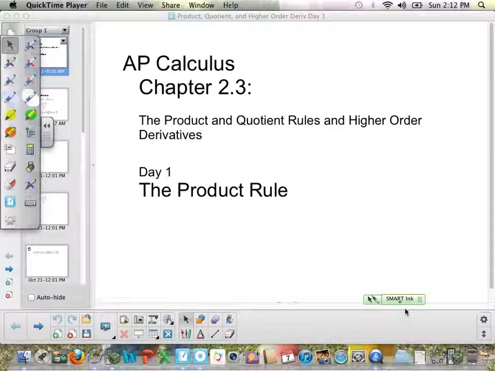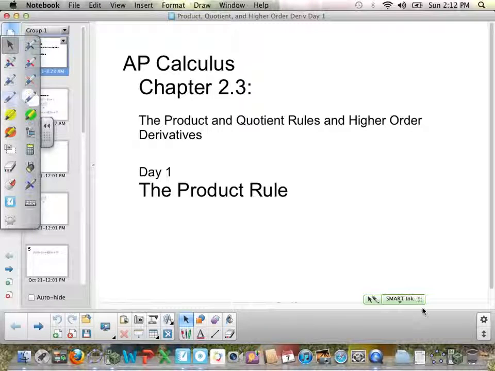Chapter 2.3, the product and quotient rules and higher order derivatives. Day 1, the product rule.